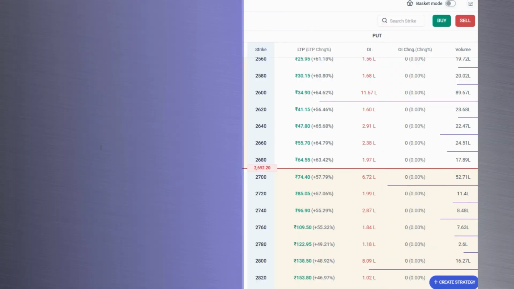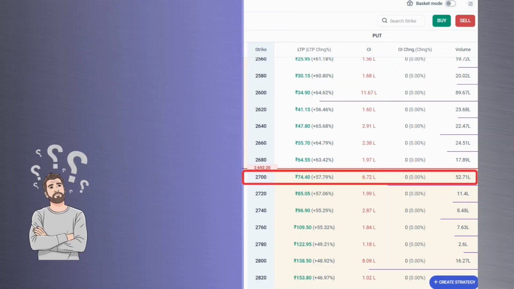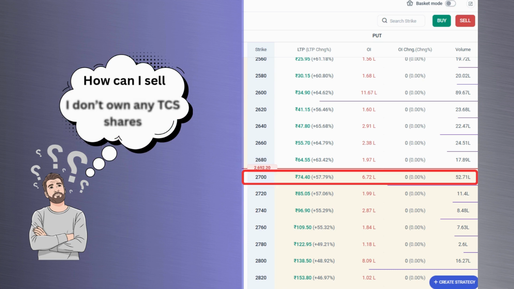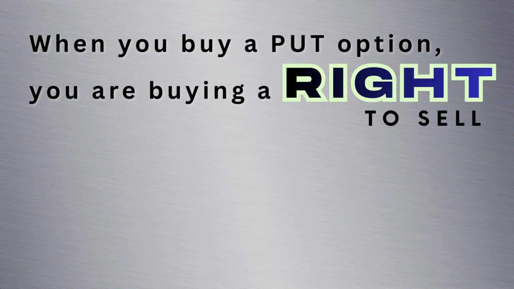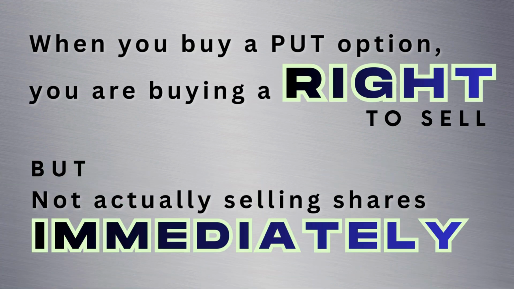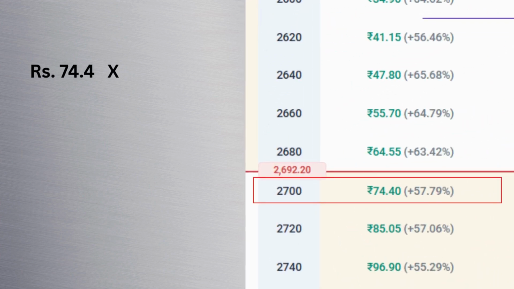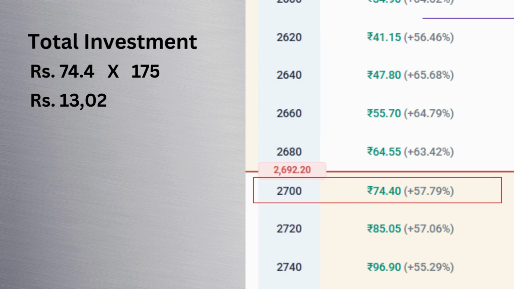At this stage, a beginner may get confused and think, if I buy a 2,700 put, how can I sell at 2,700 rupees if I don't own any TCS shares? The answer is simple. When you buy a put option, you are buying a right, not actually selling shares immediately. You are not required to own the shares beforehand. For example, the 2,700 put premium is 74 rupees and 40 paise. If you buy it with a lot size of 175, your total investment comes to 13,020 rupees.